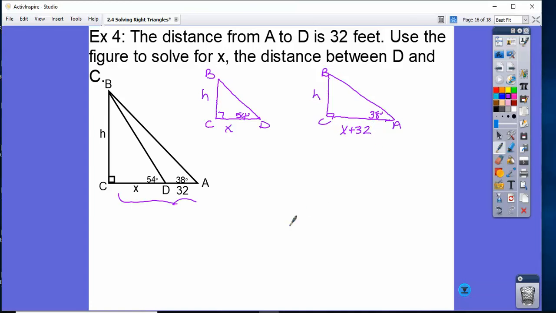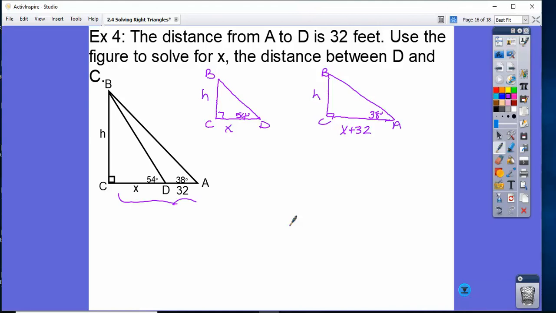Do I have enough information in either triangle to find my X right now? You need at least 2 pieces of information, whether it be 2 sides or an angle and a side. Do I have that in either of those? No. Okay. Let's see what we could do. From this 54 degrees, H is my opposite, X is my adjacent.